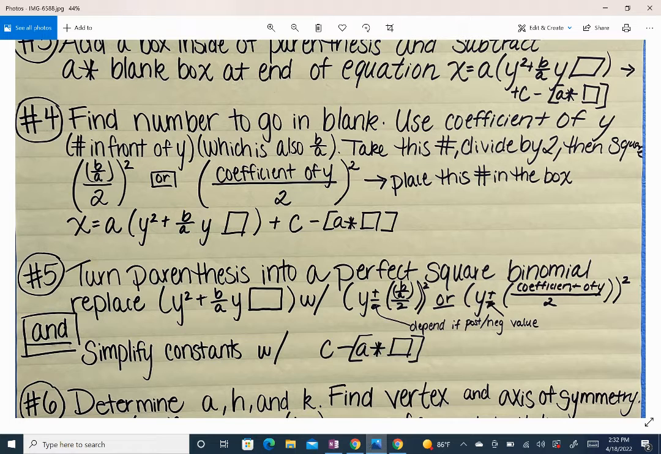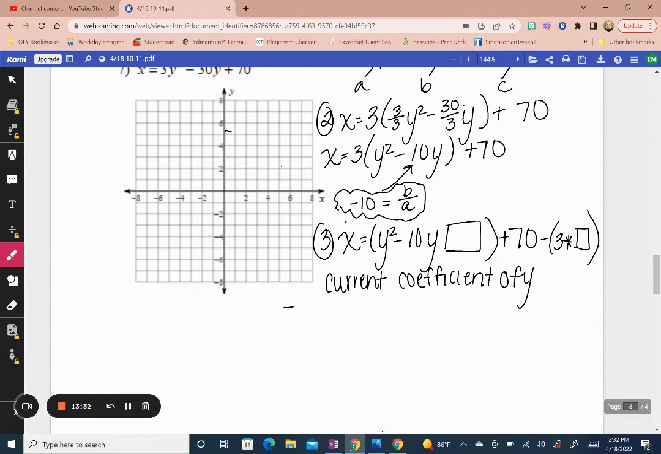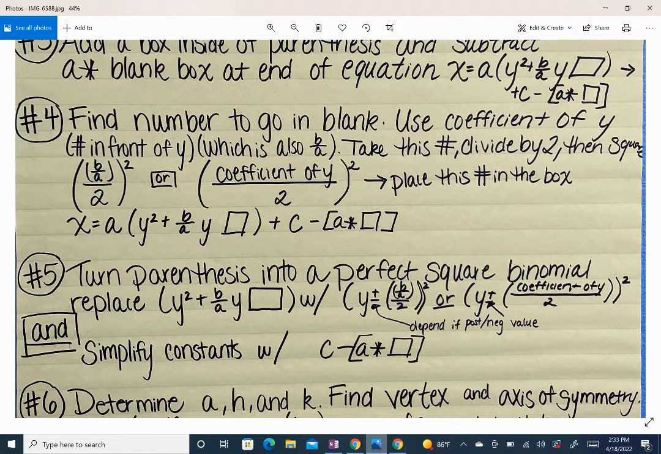So I'm going to do the second one where it says coefficient of y divided by 2 squared. So I'm going to do negative 10 divided by 2 squared. Negative 10 divided by 2 is negative 5. And negative 5 squared is negative 5 times negative 5, which is a positive 25. So now we can go ahead and place this number in the box. I put that to the right of there.